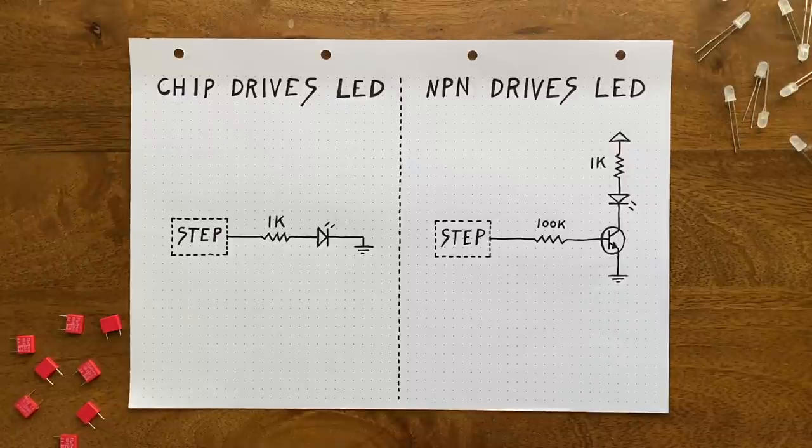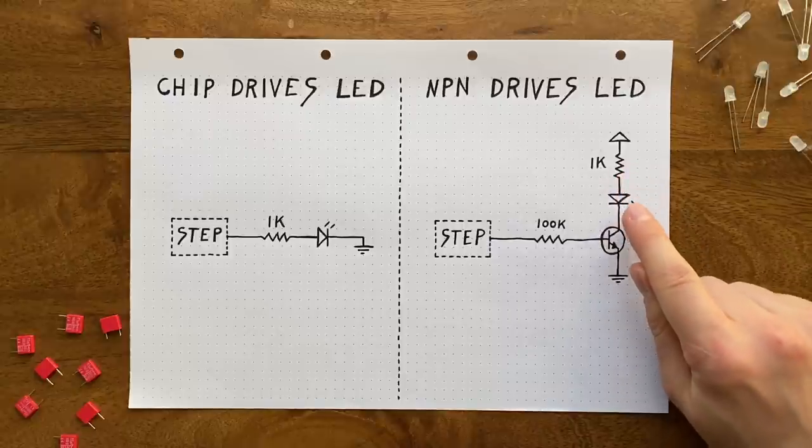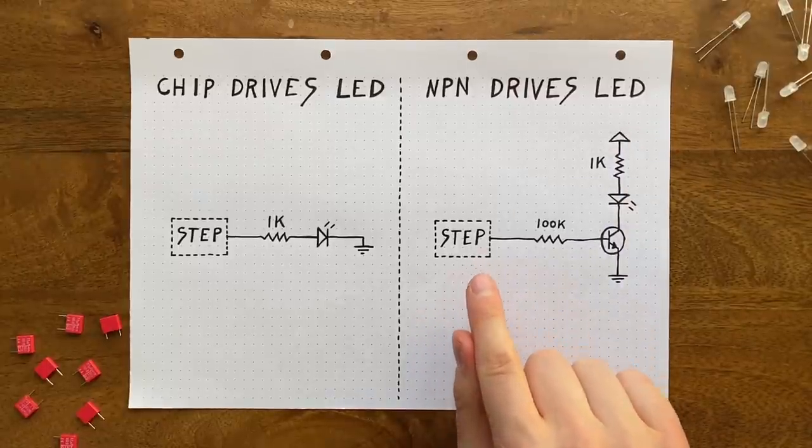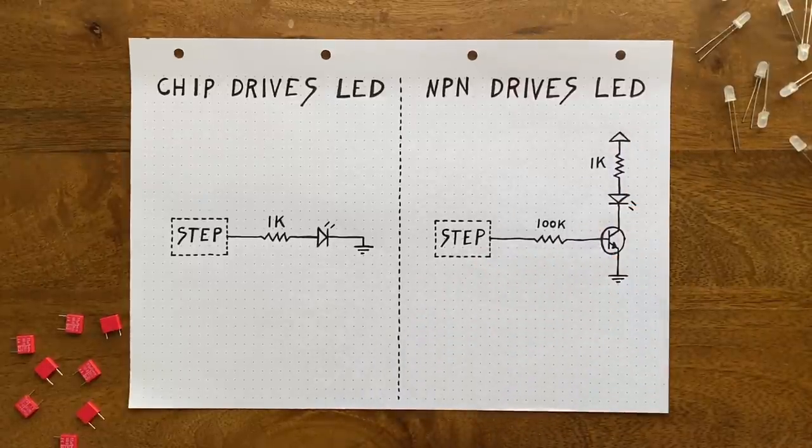So to be safe, we'll put a 1K resistor between the LED and our power rail. Now, whenever the output is high, our LED will safely light up without stressing the chip at all.